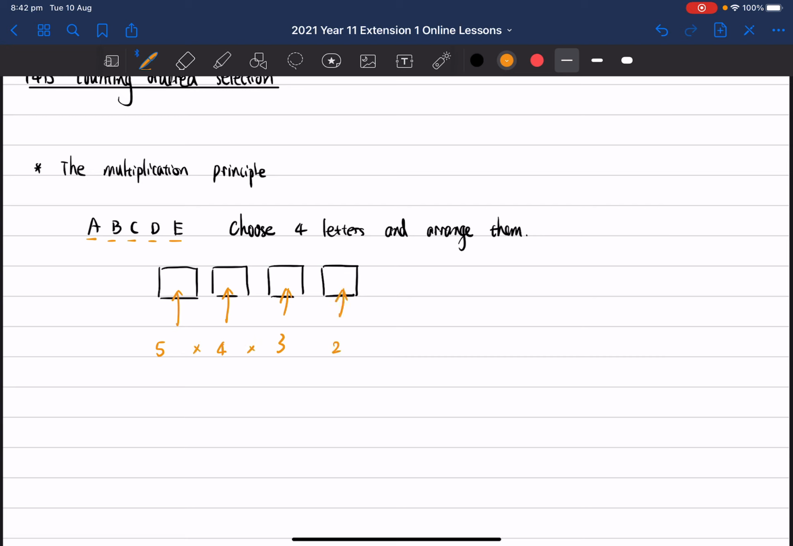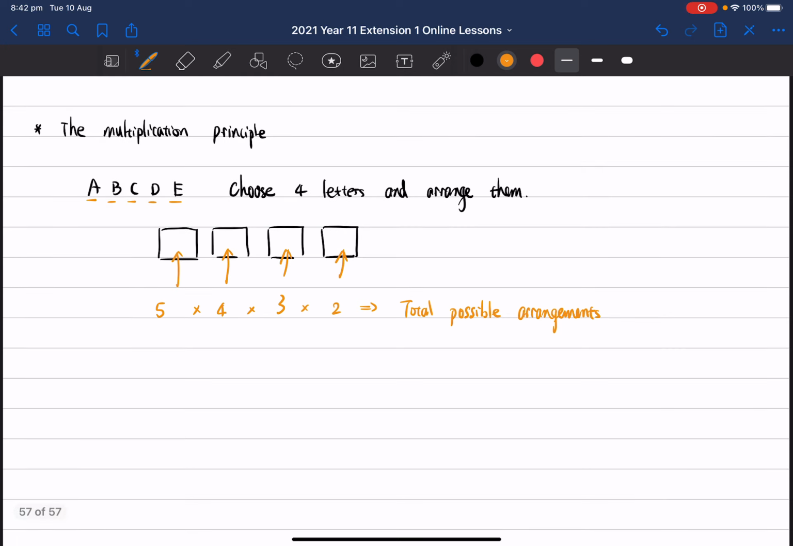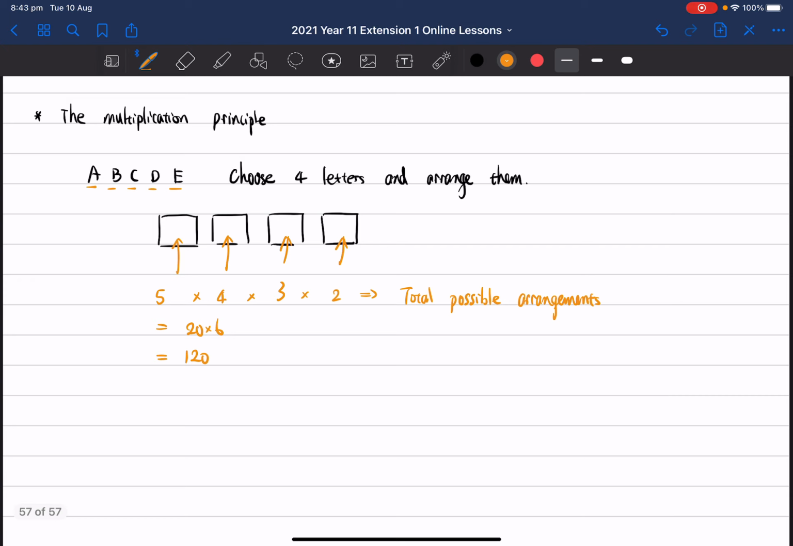So if we multiply them together, this will be the total possible arrangements if order is actually important. That's 5 times 4 times 3 times 2. So the answer for this question would be 20 times 6, and that's 120 different possibilities. Okay, so that's a pretty easy question to begin with. It's actually really easy, to be honest.